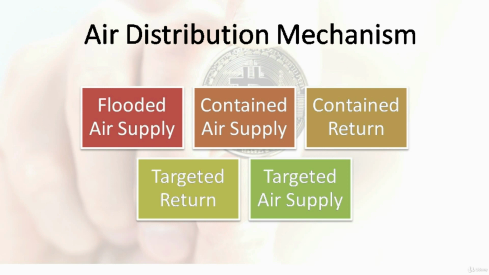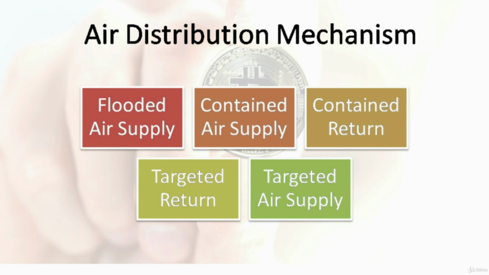There are 5 most common mechanisms for air distribution, and they are the flooded air supply, contained air supply, contained return, targeted return, and the targeted air supply. Let us start with the flooded air supply. A flooded air supply system is basically one where the flow of hot and cold air inside the facility is not controlled. There is considerable mixing of hot and cold air, leading to a cooling environment that is very inefficient.